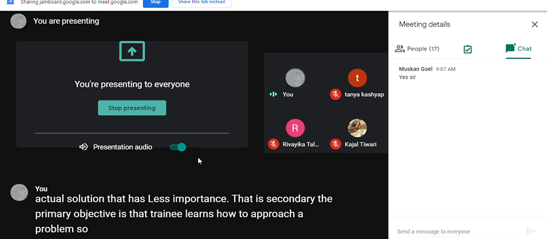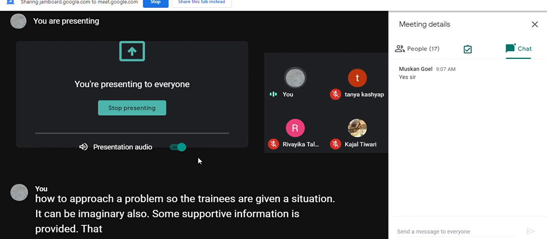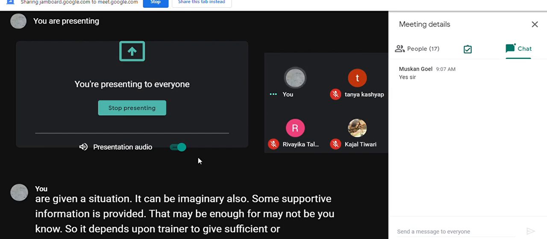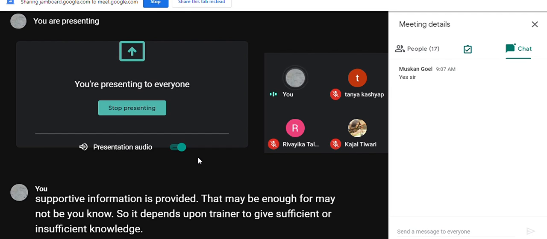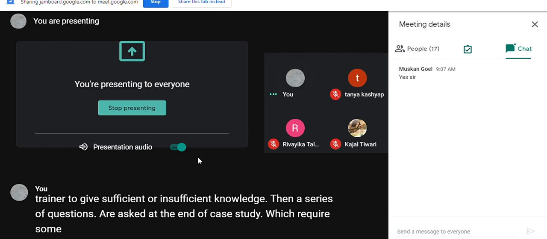So the trainees are given a situation. It can be imaginary also. Some supportive information is provided that may be enough or may not be enough. So it depends upon trainer to give sufficient or insufficient knowledge. Then a series of questions are asked at the end of case study which require some judgment or opinion of trainee.